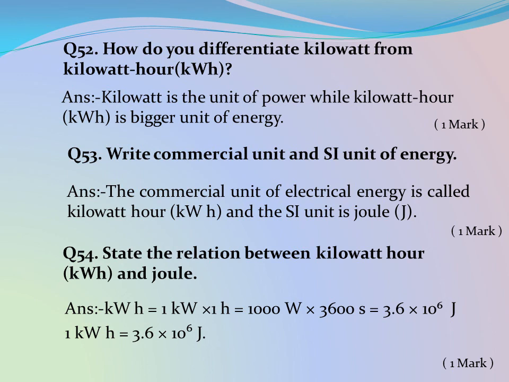Answer. Kilowatt hour equals 1 kilowatt into 1 hour equals 1000 watt into 3600 second equals 3.6 into 10 raised to 6 joule. So 1 kilowatt hour equals 3.6 into 10 raised to 6 joule.